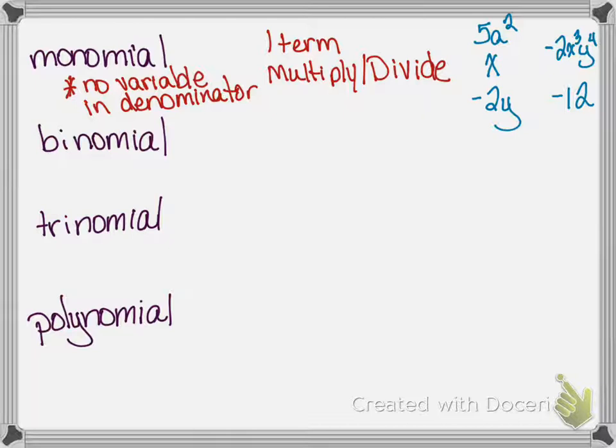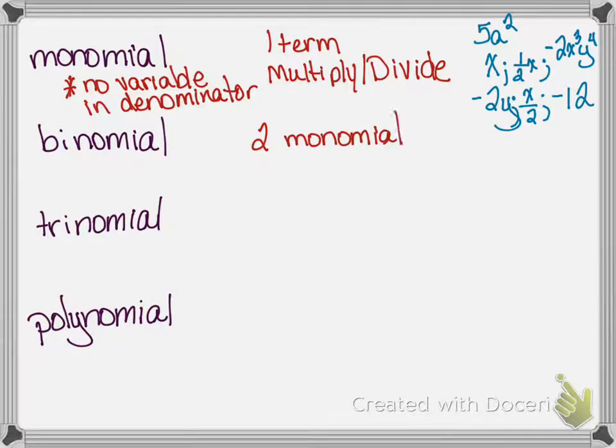Something else I want to write as a monomial is 1/2 x and x over 2. Both of those are monomials. All of those are monomials. They are one term. You can be multiplying and you can be dividing in that term, but it is just one term.